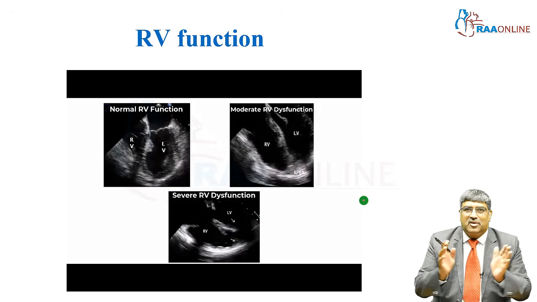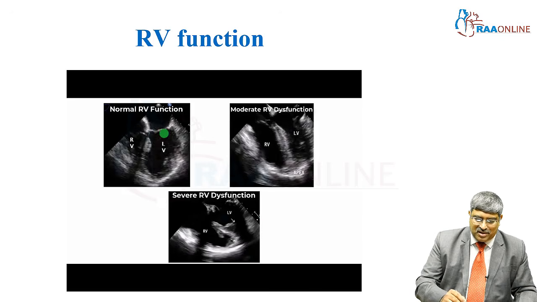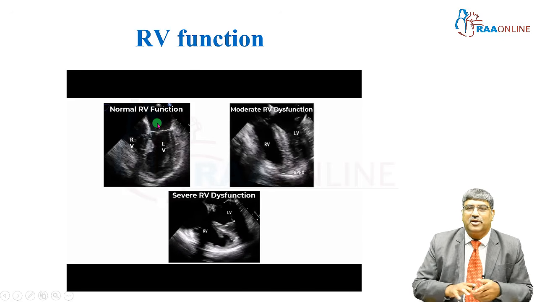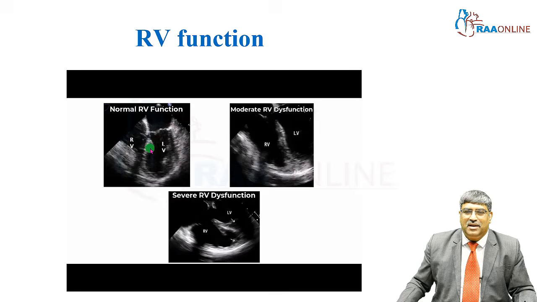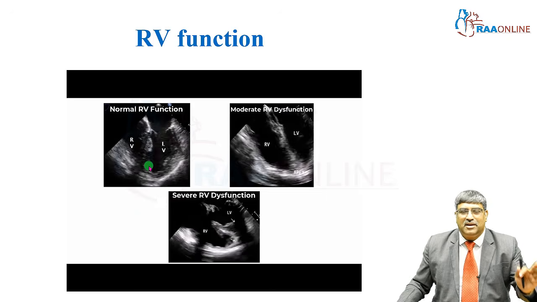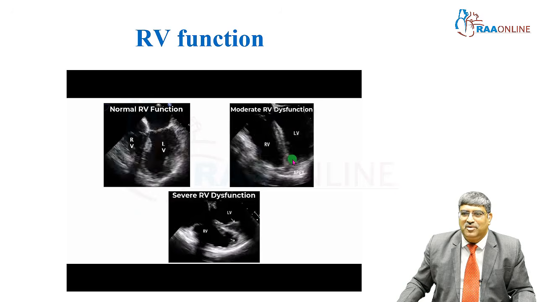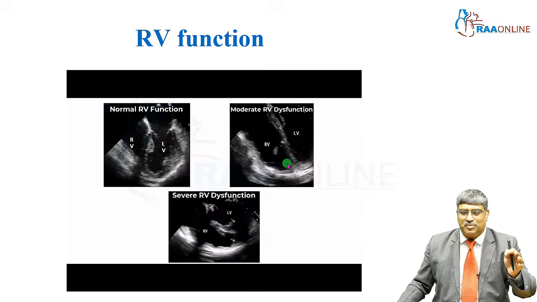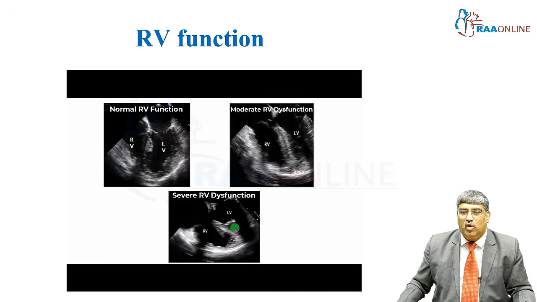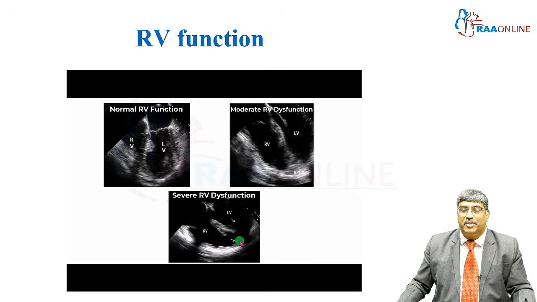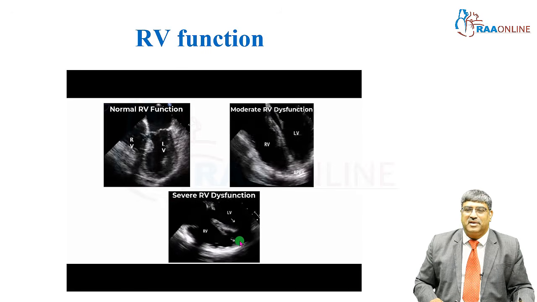Quite an easy way to assess right ventricular dysfunction is to look at the volume dimension when compared to the left ventricle. Here, the right ventricle is smaller than the left ventricle. Your right ventricle is normal. When the size is equal to the left ventricle, it is moderate. When the size is more than the left ventricle and when it forms the apex, it is severe RV dysfunction.